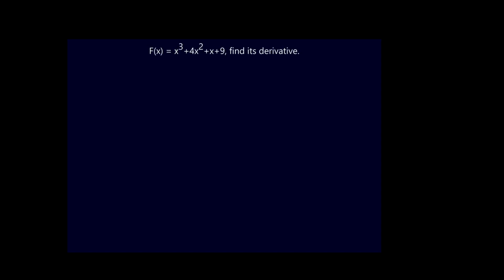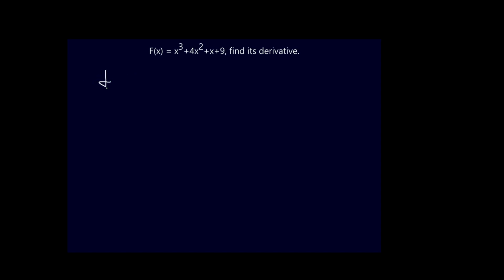So given f of x equals x to the 3 plus 4x to the 2 plus x plus 9, we are being tasked to find its derivative. Now looking at f of x, we can clearly see this is a polynomial. So for this, we'll need to use the power rule.